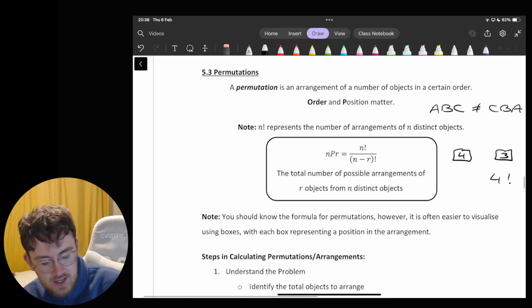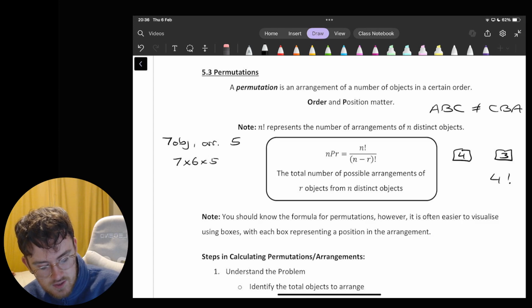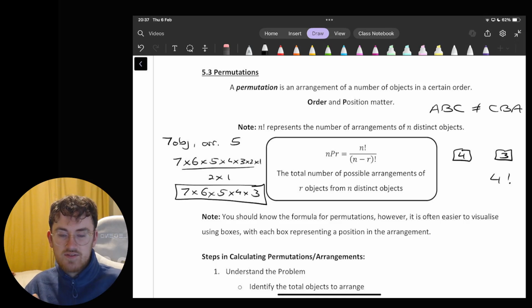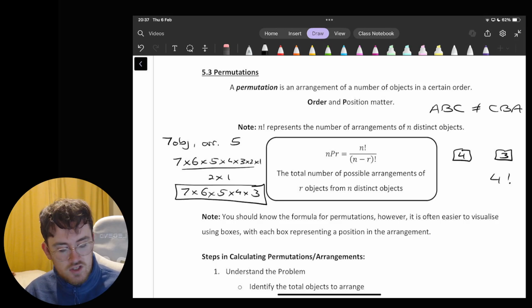If we think about it in practice, if I have 7 objects and we want to arrange 5, that's 7 by 6 by 5 by 4 by 3 by 2 by 1 over 2 by 1 here, which is 7 by 6 by 5 by 4 by 3. And those essentially are the 5 spaces that I'm looking to arrange. So I have 7 options for the first, 6 for the next, 5, 4, and 3, with 2 left over, which makes sense. Really this is just a way of denoting or making theoretical what we're doing in these questions.